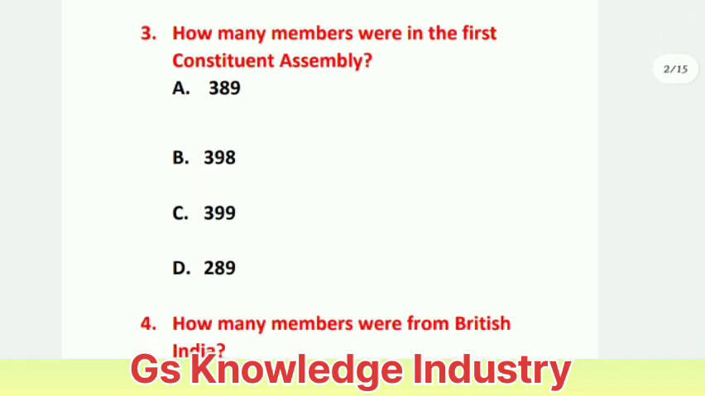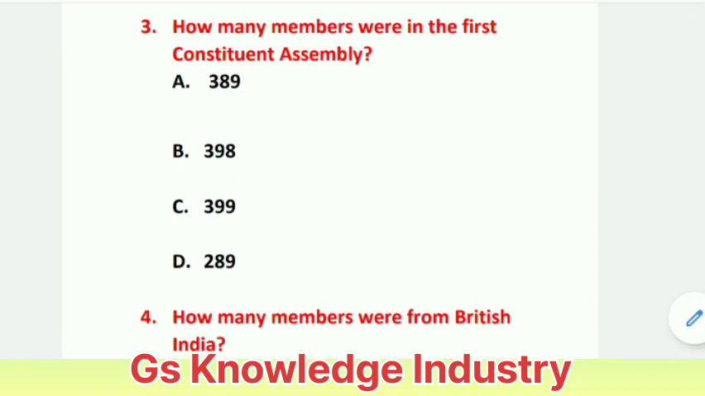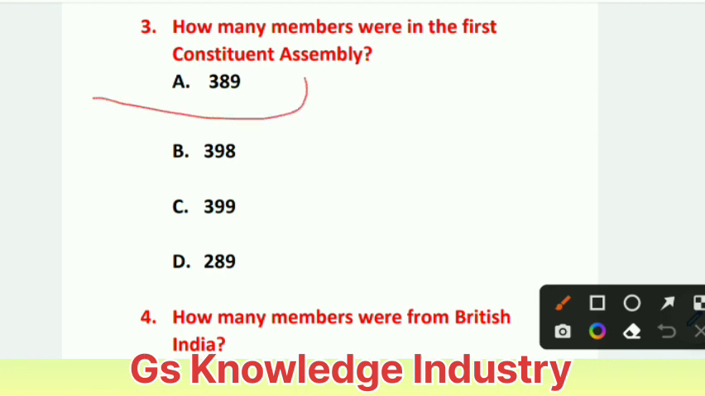3 number question. How many members were in the first Constituent Assembly? Option A, 389. Option B, 398. Option C, 399. Option D, 289. Here the right answer is option A. How many members? 389 members, right?